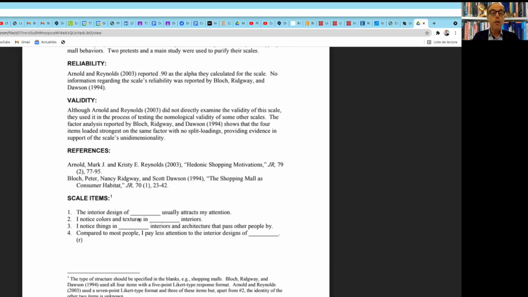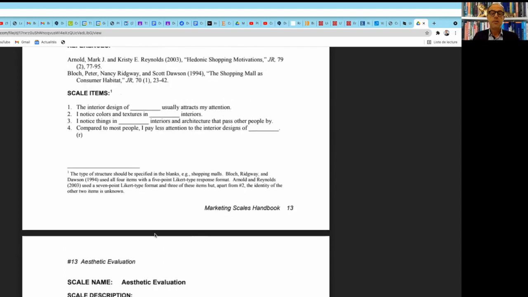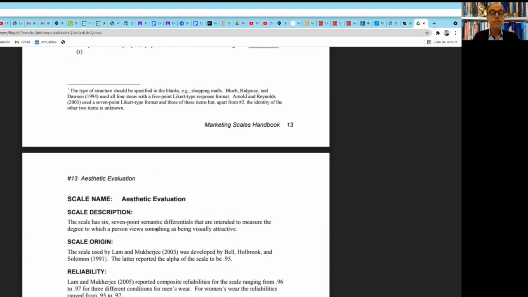So this is rather more for the interior design of a store: "One attracts my attention. The colors in the interiors attract my attention." So the scale is perhaps not really well fitting, but in any case, we could adapt. We could say, instead of saying "the interior design of," "the design of the chatbot attracts my attention. I notice that the colors are attractive." I would say that this scale is perhaps not the best one.